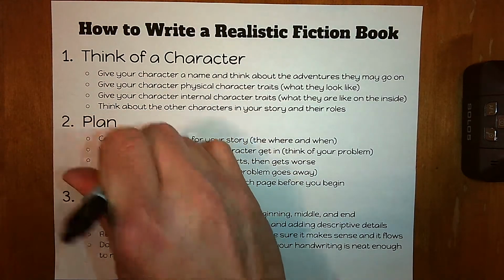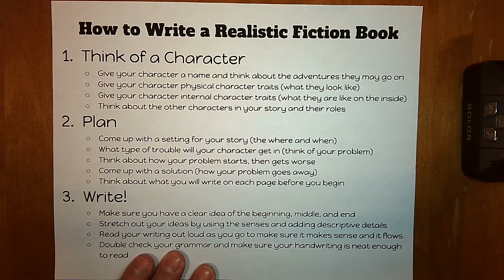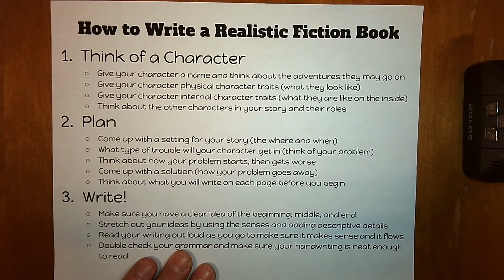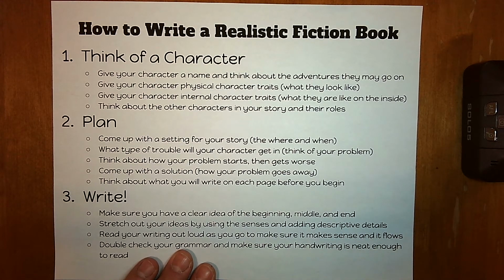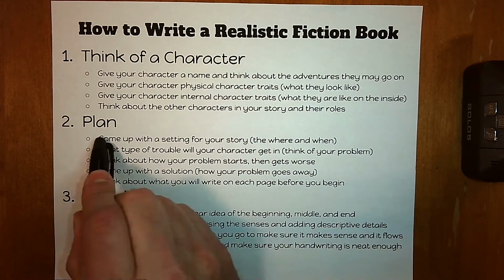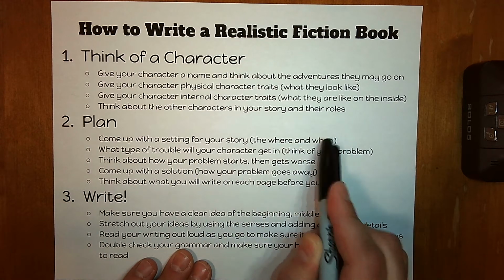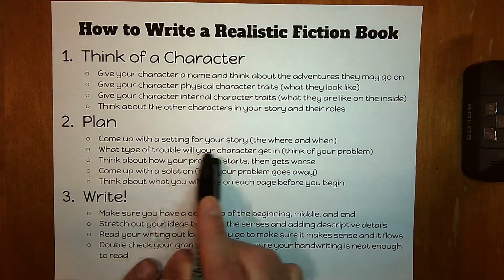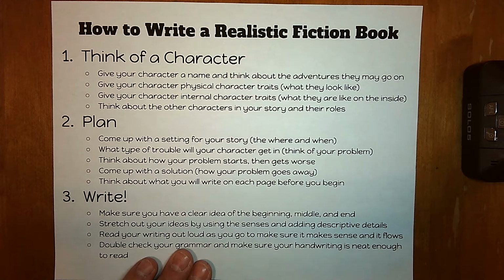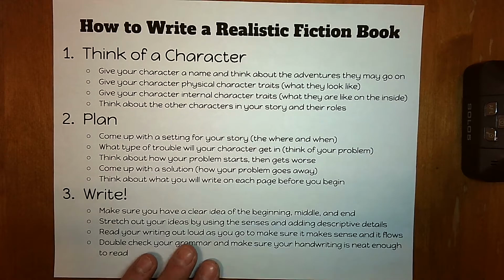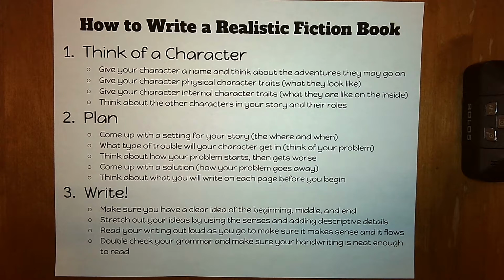Step two is the most important step, in my opinion. You need to plan your story. Before you start writing, you really have to plan what you're going to write. So let's look. When you plan your story, you come up with a setting for your story. That's the where and the when. What type of trouble will your character get in? So you think about your problem, and remember the sheet that you did before where you came up with possible problems? Think about a problem your character can get in.